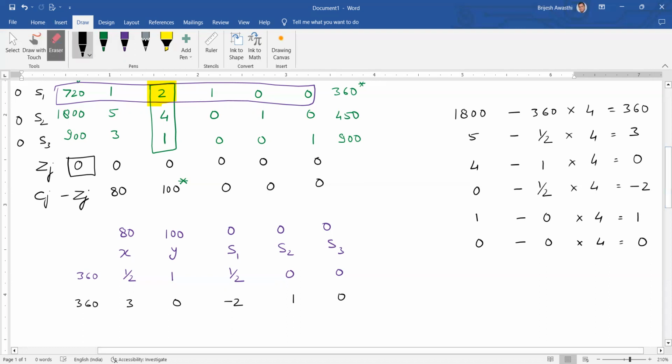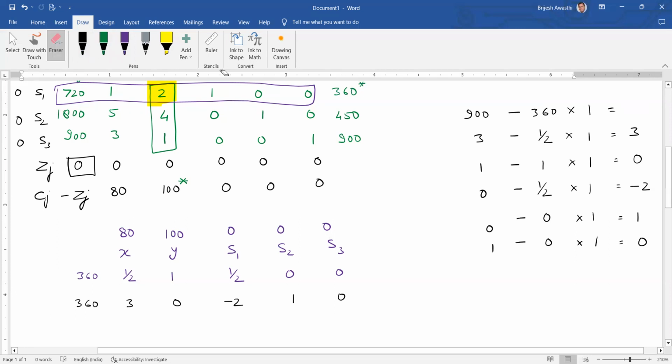Now I'm going to change the third row. The values of the third row are 900, 3, 1, 0, 0, 1. The new values of the key row are the same, but I have to change the value by multiplying through the key column number, which is the key column number of the changing row, that is 1.